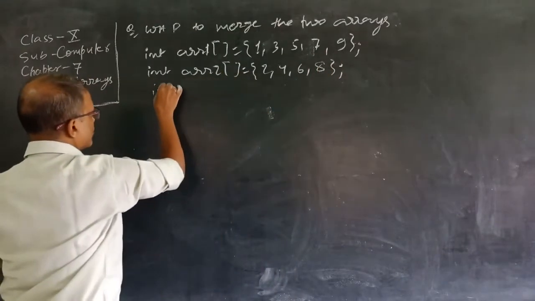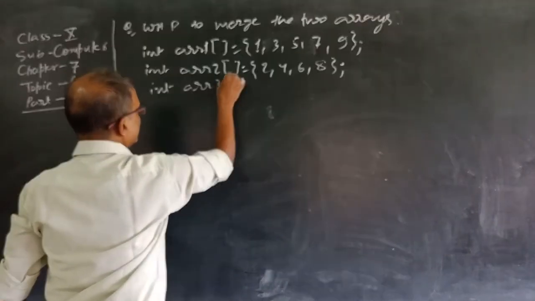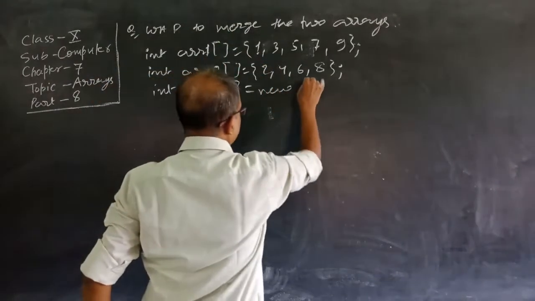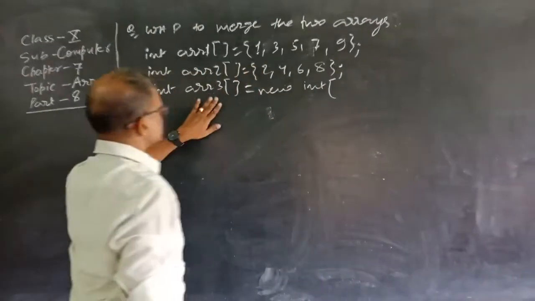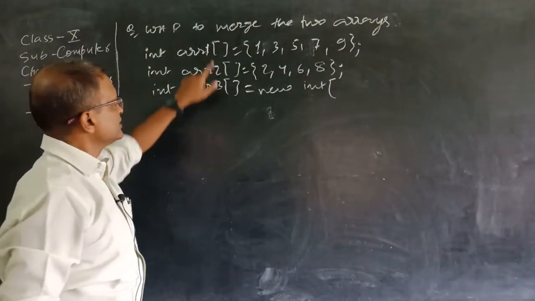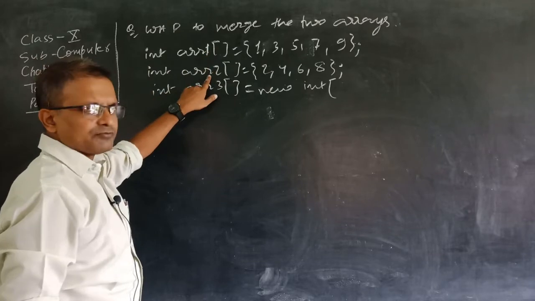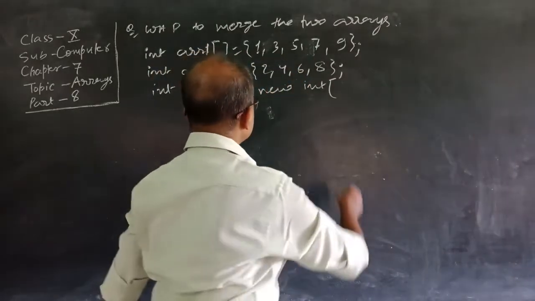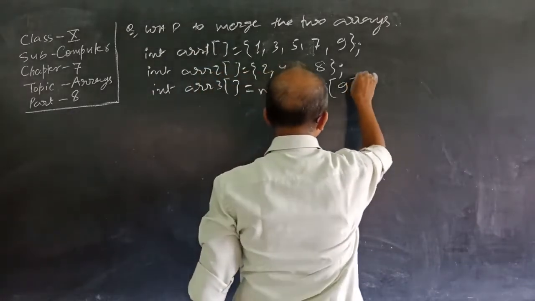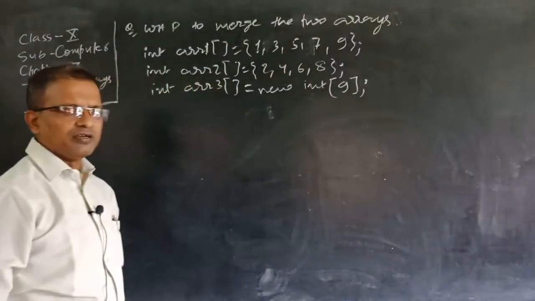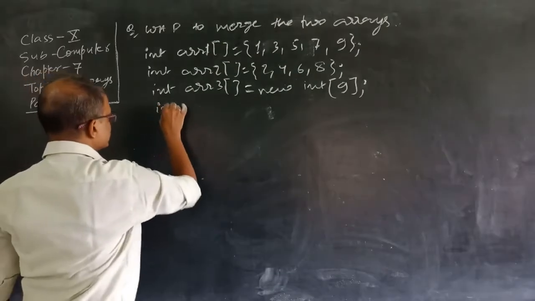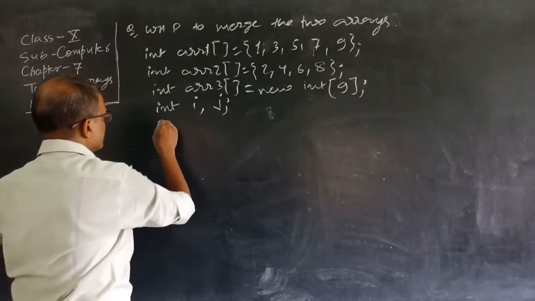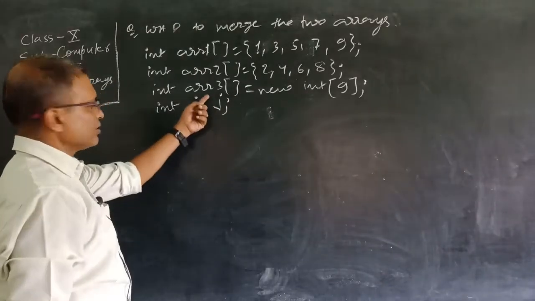Now we have to declare one more array that will store the values of these two arrays. New int, definitely the size of this third array must be equal to the size of first array plus size of second array. Number of elements in first array are 5 and in second array 4, so total the size is 9. Okay, now declare the variables i and j. I am using j for the third array.